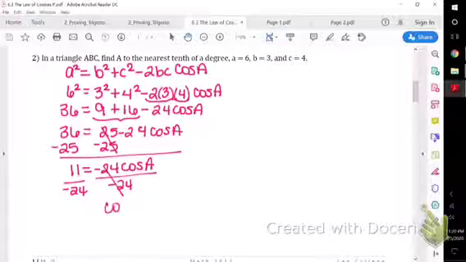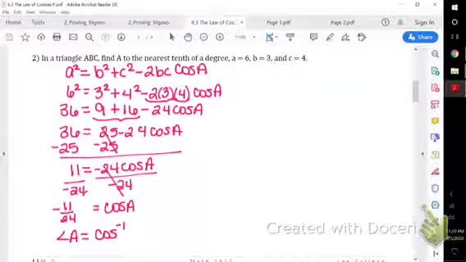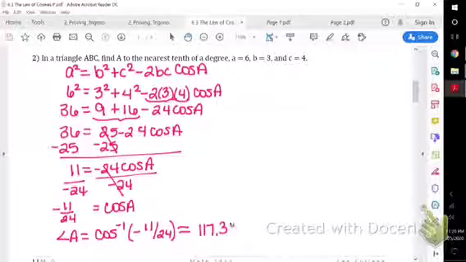And so we've got cosine of A equals negative 11/24. And so remember, when you want to find an angle, you're going to take the inverse. So the angle A is going to be equal to the inverse cosine of negative 11/24. We're going to plug that into our calculator, and it tells us to round it to the nearest tenth of a degree. And we should get 117.3 degrees.